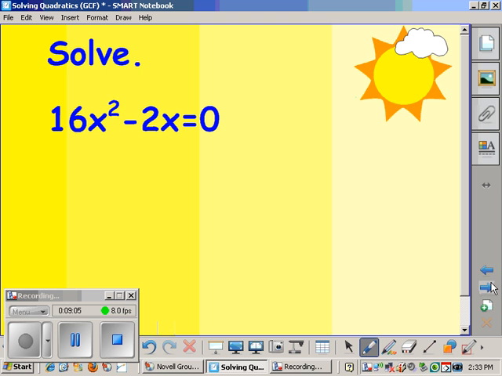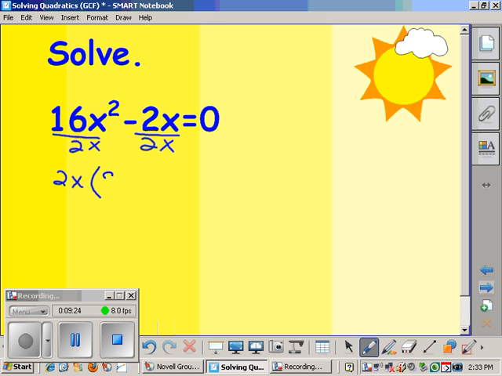Okay, in this problem, it's already set up in standard form. The a and the b are on the same side of the equal sign. So if you think about it, what number goes into both 16 and 2? It would be 2. And they both share an x in common. So the greatest common factor is 2x. So we'll pull that to the outside.